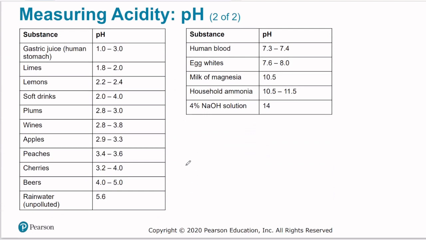So here we have some generic idea of acidity. Stomach acid is 1 to 3, limes are around 2, lemons are around 2. So you see here that most foods are going to be somewhat acidic. Milk of magnesia has a higher pH because it's supposed to neutralize acid. Ammonia has a high pH as well, and for example a 4% sodium hydroxide solution has a pH of 14.